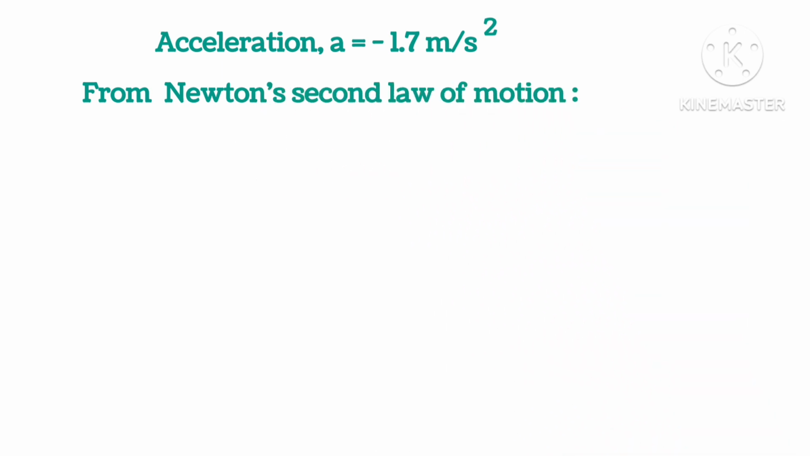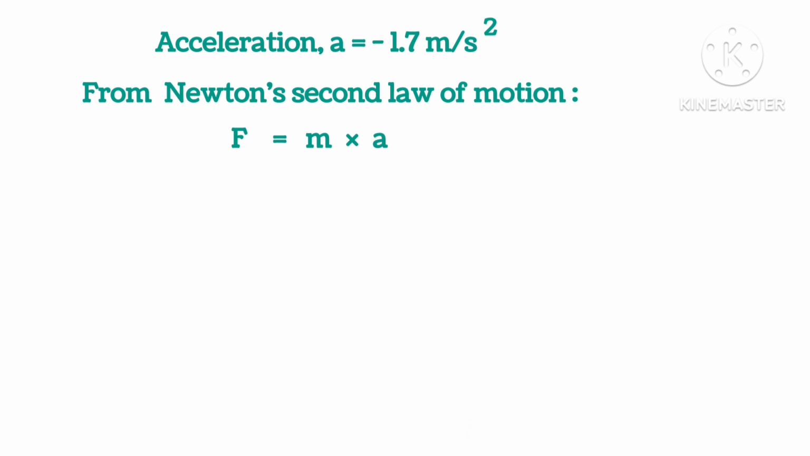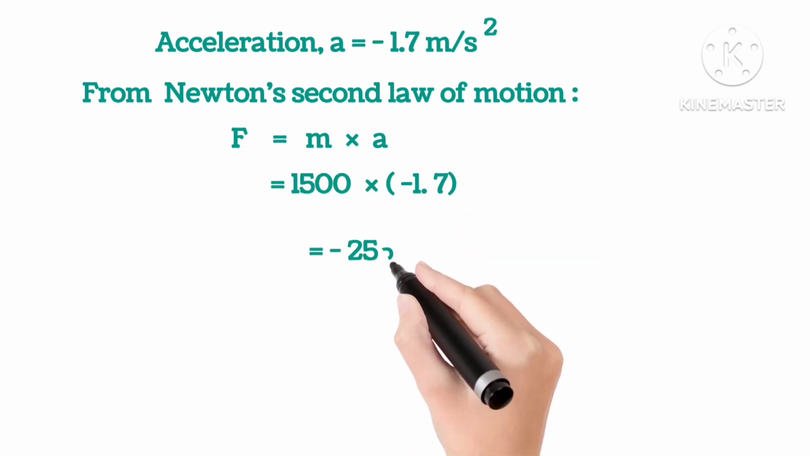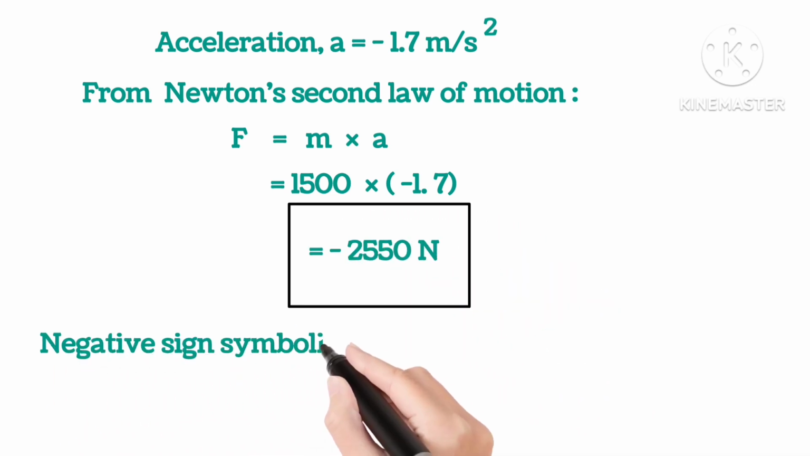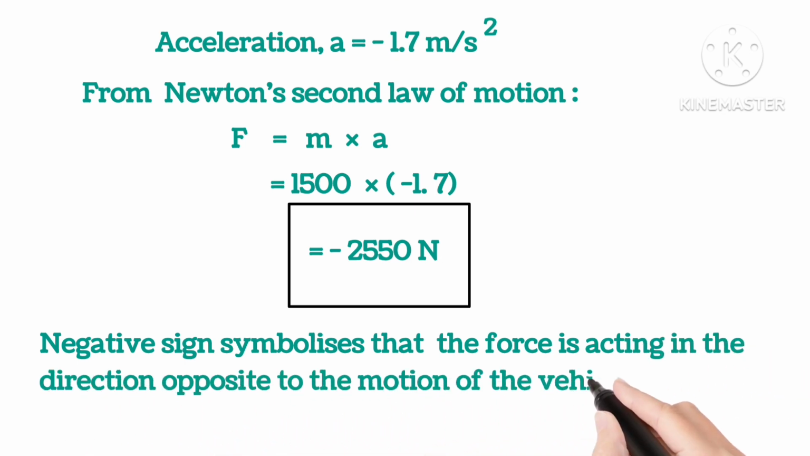So from Newton's second law of motion, F is equals to m into a. Putting the values, we get force is equals to minus 2550 newton. Negative symbol symbolizes that force is acting in the direction opposite to the motion of the vehicle.